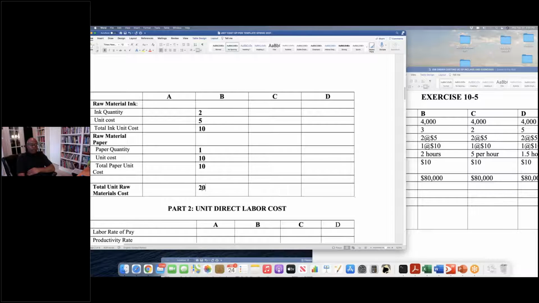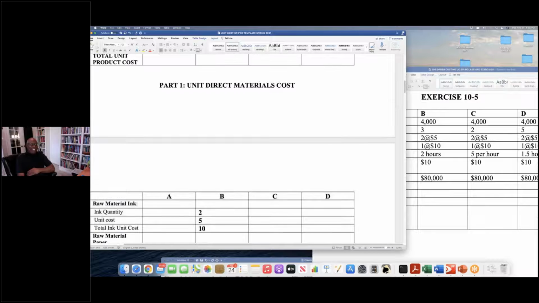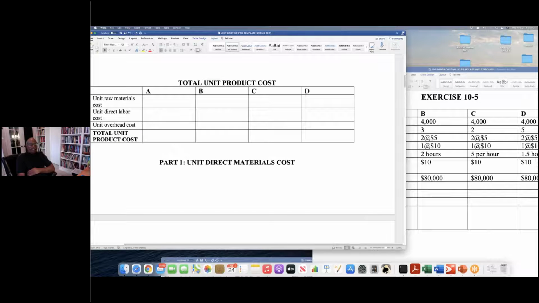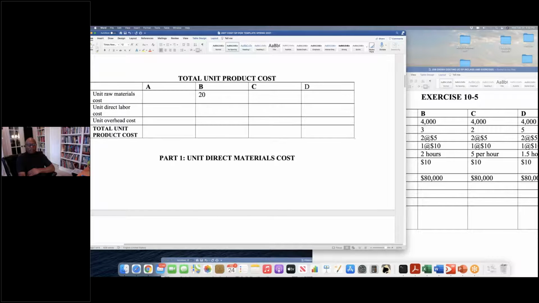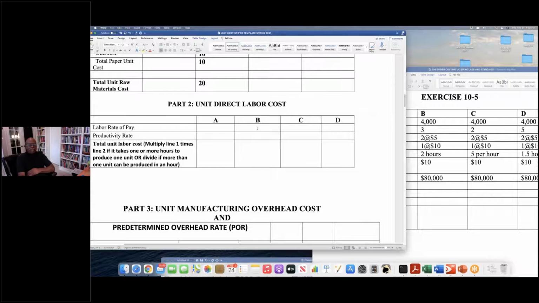We're supposed to put that somewhere. I know that. So we're gonna bring this up here. Total product cost. What are we gonna do next? Okay, then we're gonna go over to the labor. We're gonna do the labor part. So what's the labor rate?